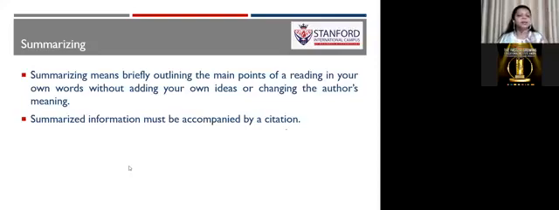So one is, summarizing is all about taking the main points of the text that you are reading, and then you put that by using your own words, but you cannot add your ideas or change the author's meaning. So these are the things that you need to remember. So in the chat box, just quickly tell me what you understand by summarizing, using 3 points.